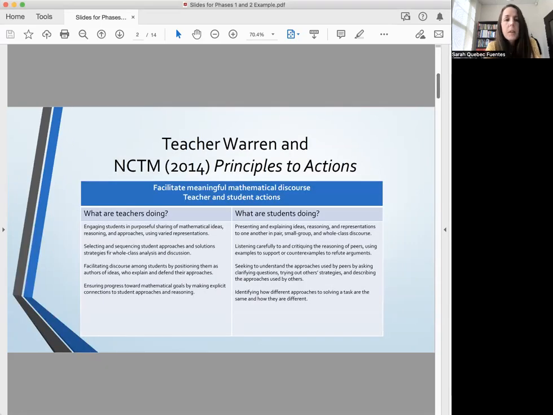At the beginning of the PD, I shared this table from NCTM's Principles to Actions for the Effective Teaching Practice, Facilitate Meaningful Mathematical Discourse. Warren had a profound revelation when he viewed the table. He said, all of these actions are occurring in my classroom, but I am the one doing them. Warren's goal over the duration of implementing the S-cubed-D approach was to transfer some of these actions over to his students.